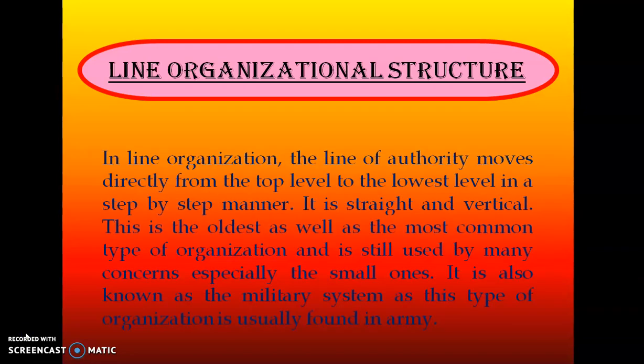So, in line organization, the line of authority moves directly from the top level to the lowest level in a step-by-step manner. It is straight and vertical. This is the oldest as well as the most common type of organization and is still used by many concerns, especially the small ones. It is also known as the military system, as this type of organization is usually found in the army. So what does it mean?